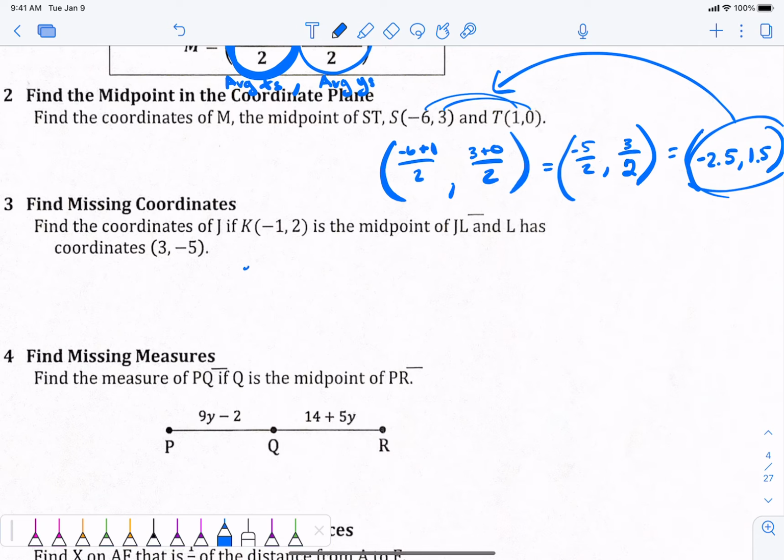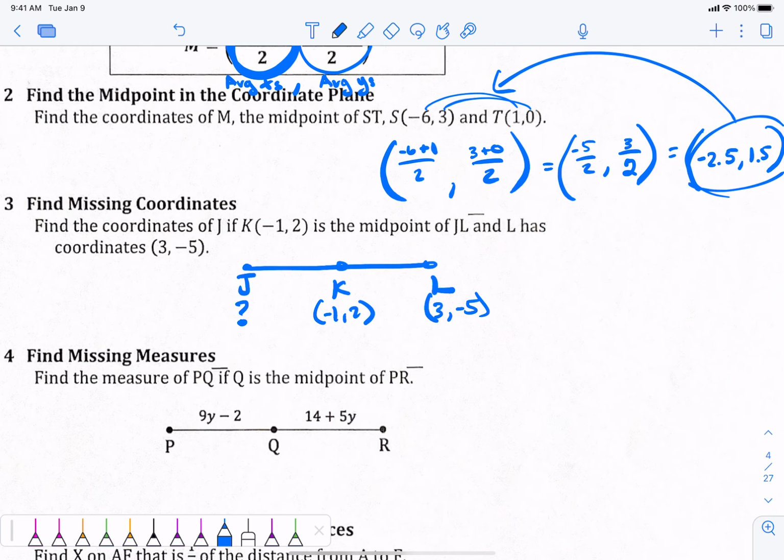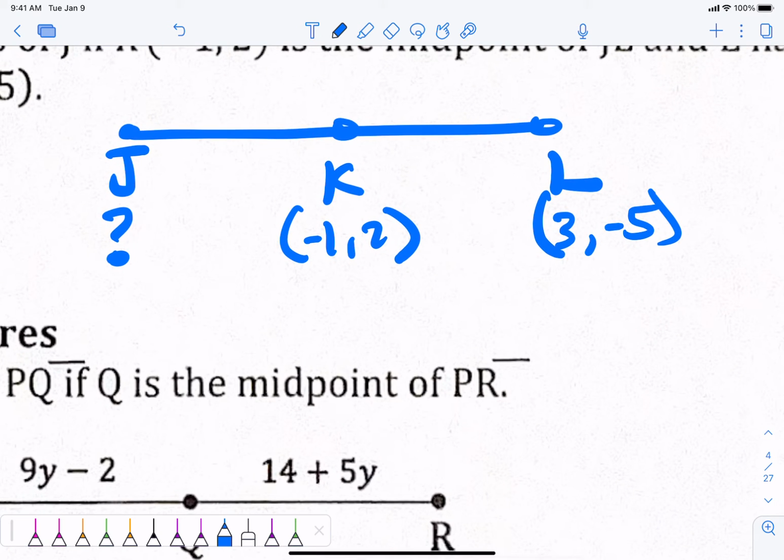Okay, so here's what this looks like. I have to draw a picture, okay? They say find the coordinates of J, and J is one of the points, and L is the other point, and K is the middle. They say K is -1, 2, and L is 3, -5. They're giving us the middle, and they're wanting us to find this one. So we're kind of working backwards a little bit. Do you still just plug them into the formula? You can plug it into the formula.